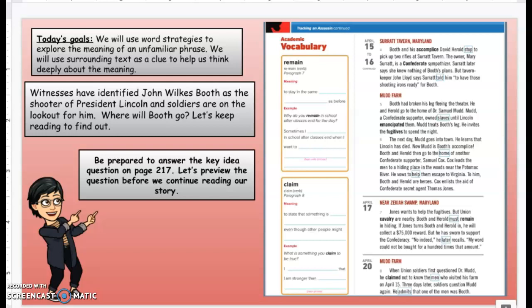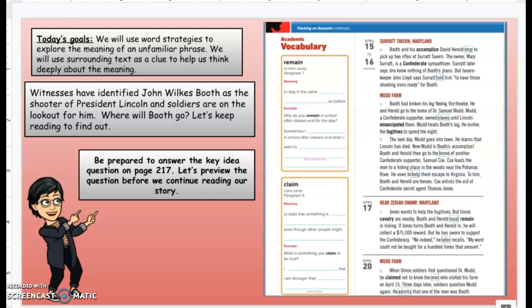All right, top of page 216. Surratt Tavern, Maryland, April 15th. Booth and his accomplice, David Harold, stopped to pick up 2 rifles at Surratt Tavern. And remember, an accomplice is somebody who helps another person, maybe do kind of a criminal act. The owner, Mary Surratt, is a Confederate sympathizer. Surratt later says she knew nothing of Booth's plans, but tavern keeper John Lloyd says Surratt told him to have those shooting irons ready for Booth.